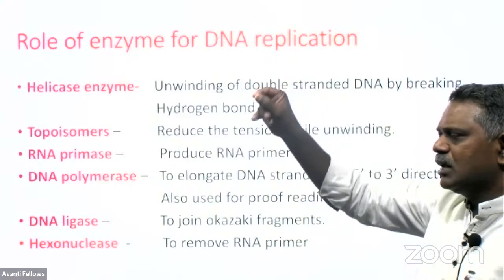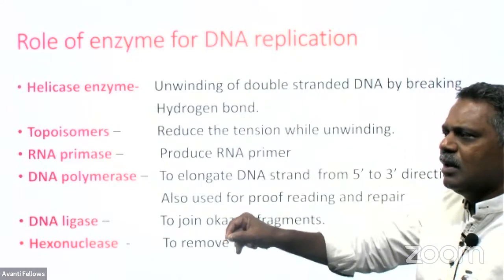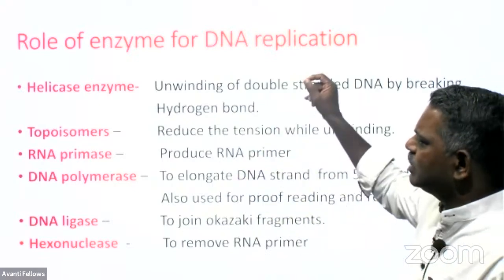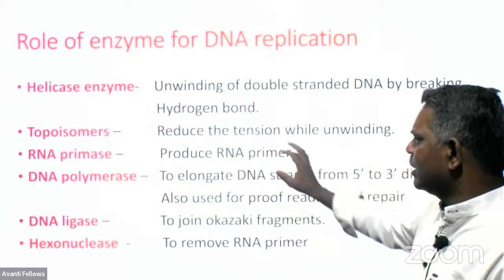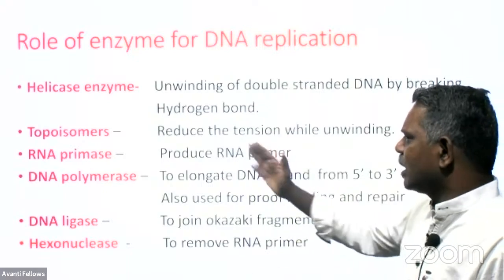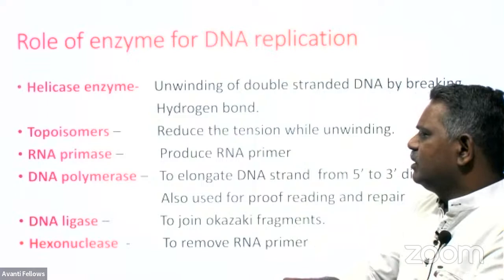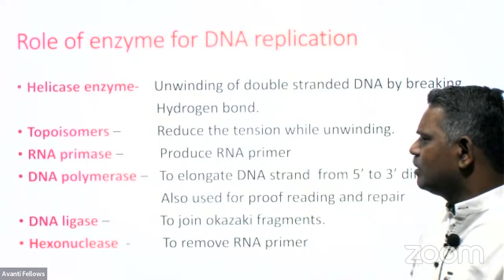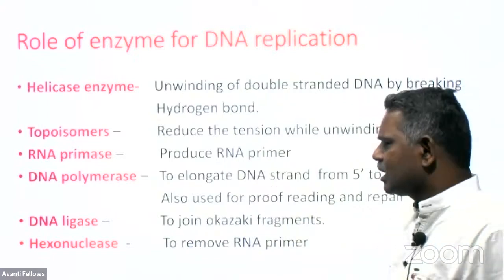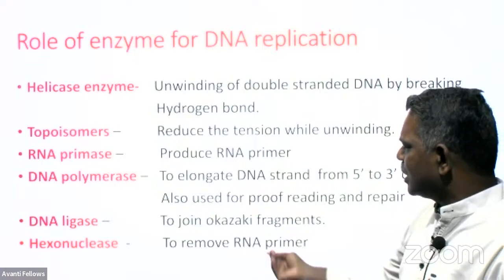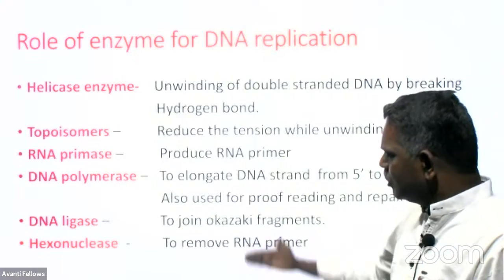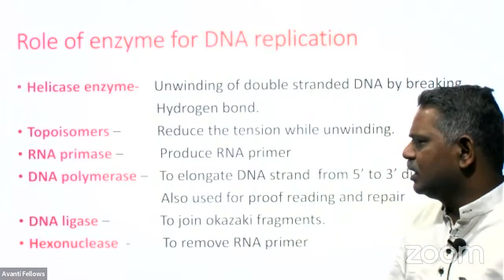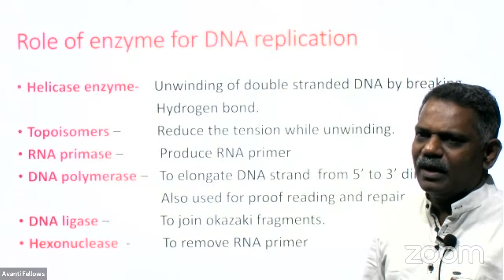See, for the construction of these Okazaki fragments, the RNA primer is required. After construction, that RNA primer should be removed. Then only the ligase enzyme can join the fragments. So the RNA primer must be removed after the construction of the Okazaki fragments. Even the continuous strand also starts with an RNA primer, but it should be removed after the completion of the replication, and that is done by what? The exonuclease enzyme only. I think you may now know the role of the different enzymes during DNA replication.